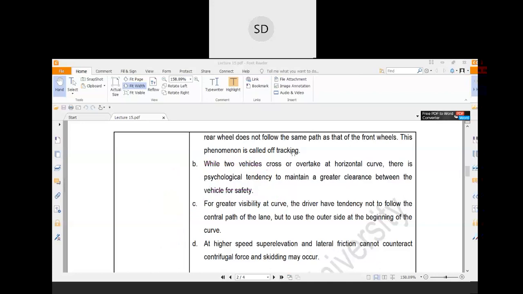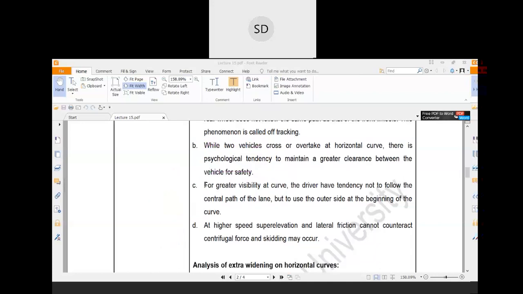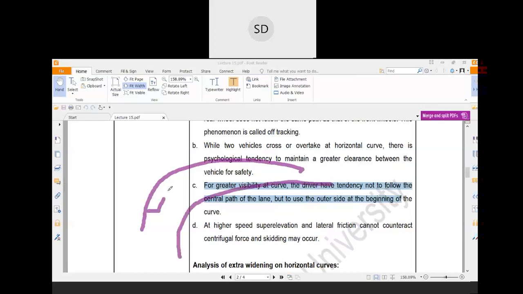Then the third point is, for greater visibility at a curve, the driver has a tendency not to follow the central path of the lane, but to use the outer side of the bending curve. So in that case, what will happen? For greater visibility, the driver always follows this portion of the path, the outer portion of the path. If they follow the outer portion of the path, there is a tendency that the rear wheels will get out of the designated vehicle path.